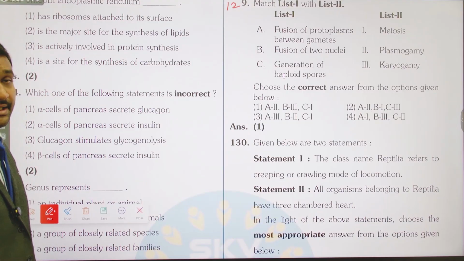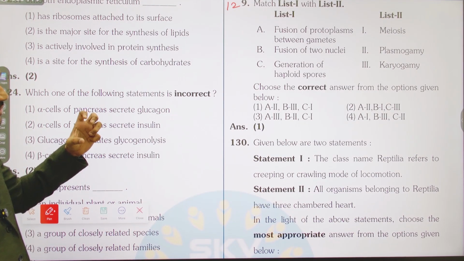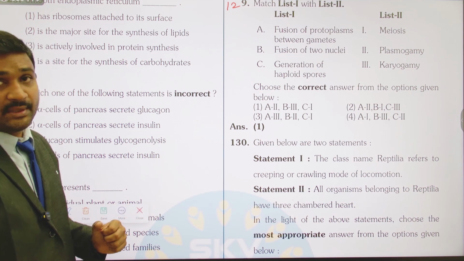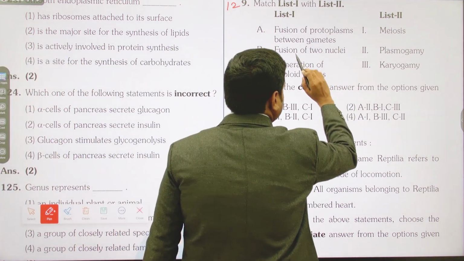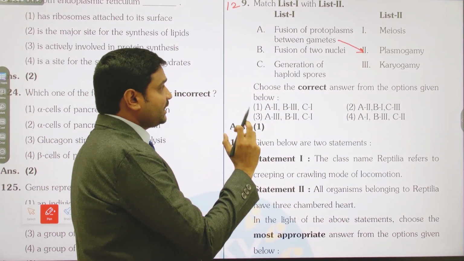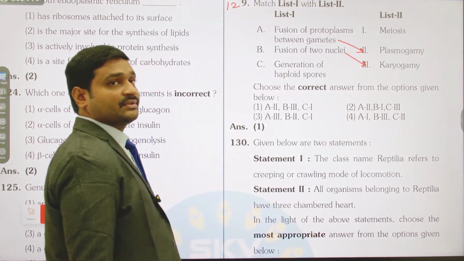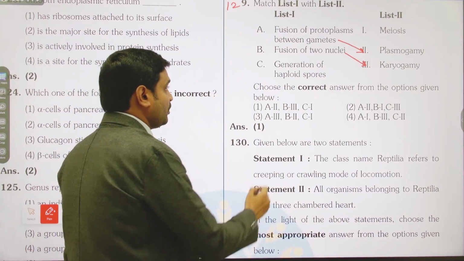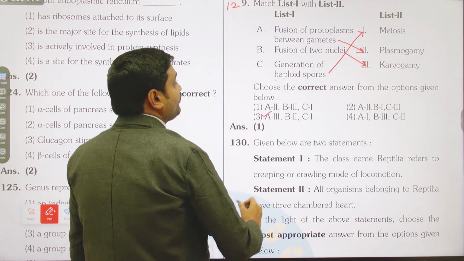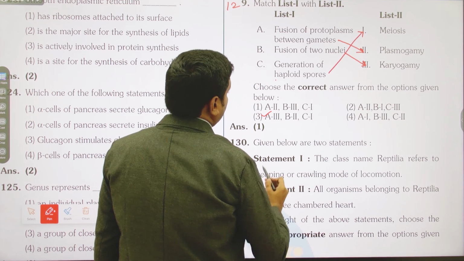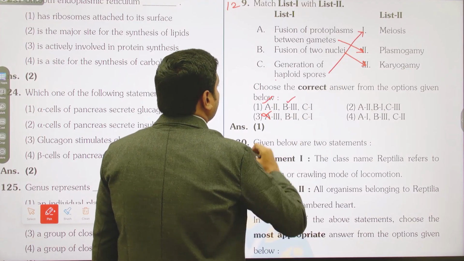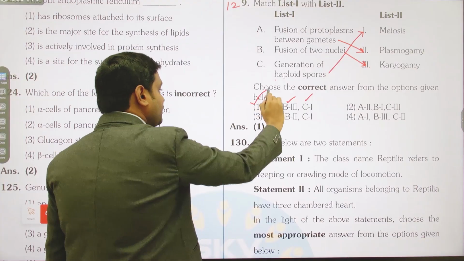Question 29. Another question from the class 12th biology, and also it is a multi-conceptual one. Here there is a matching list. First one, fusion of protoplasm between the gametes. Fusion of protoplasm is plasmogamy. Fusion of 2 nuclei is nothing but karyogamy. And generation of haploid spores: haploid spores are produced by meiosis. So here A3, where is the A3? Here is A3, fusion of 2 nuclei. Whatever the A2, this is the A2, this is not an option. B3, yes. And C1, this is the C1. So absolutely option A is the correct option.